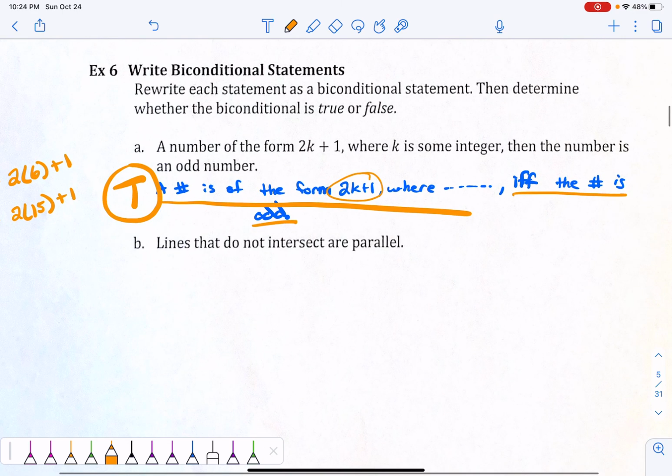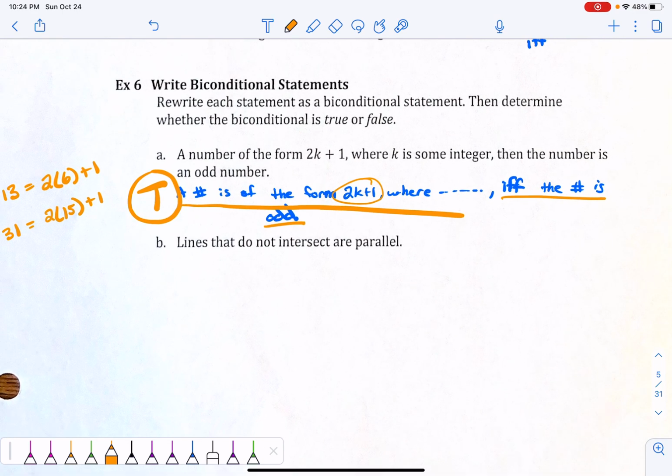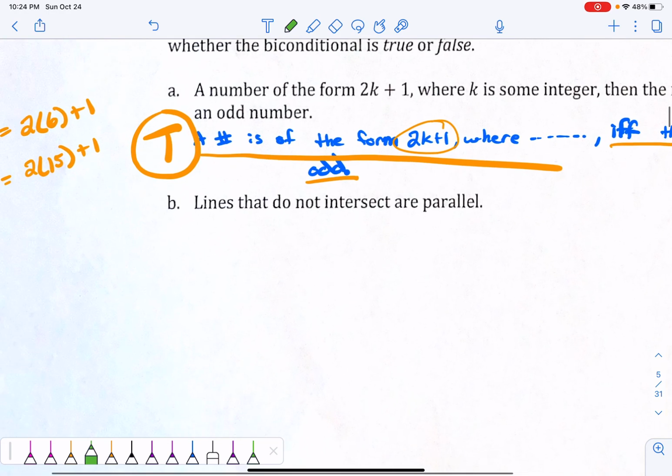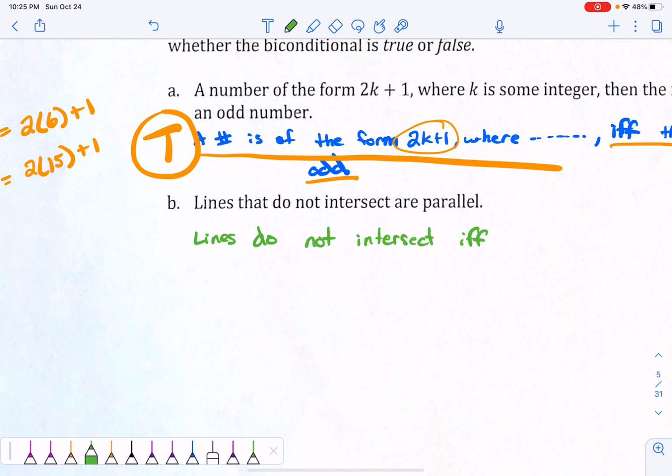All right, last one, part B. We want to write this in if and only if form, okay? So lines that do not intersect are parallel. So we will say lines do not intersect if and only if they are parallel.